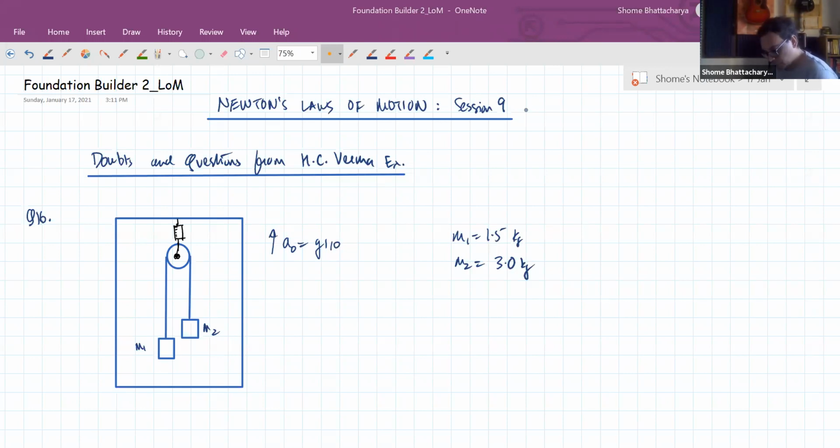Okay, so we have to find the reading of the spring balance. So this thing over here, it's a spring balance. So we have to find the reading of the spring balance.